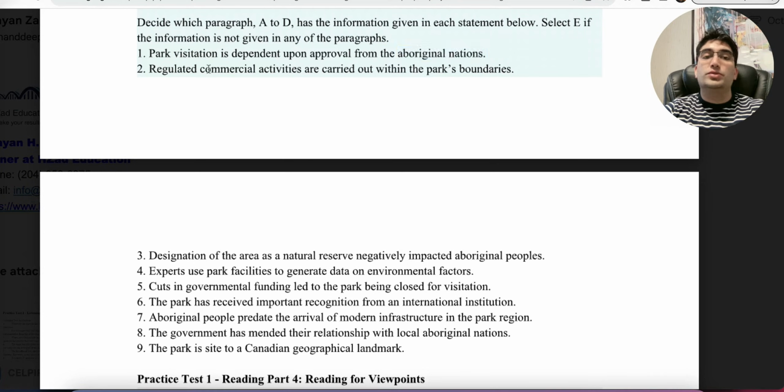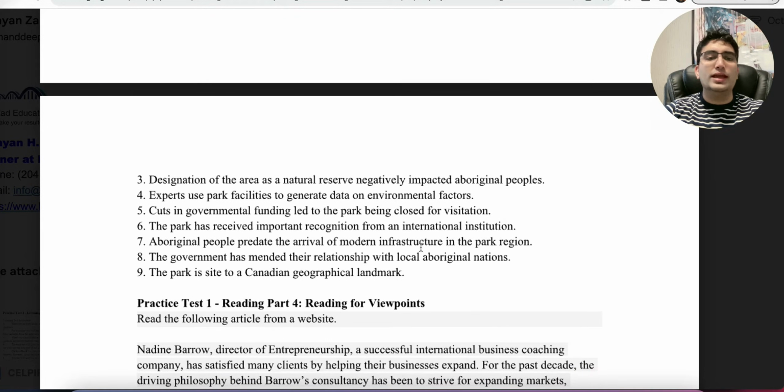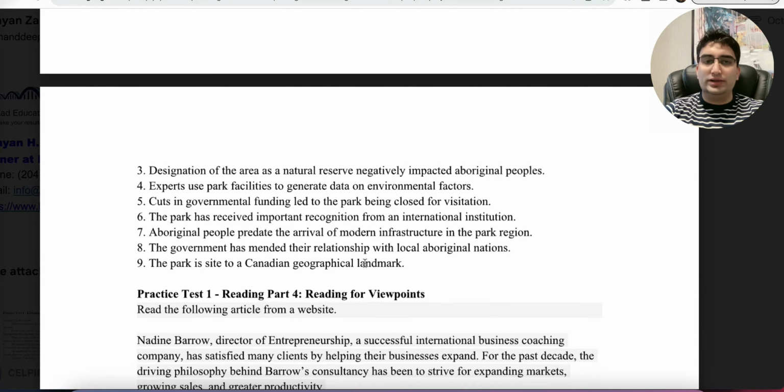Number 2, regulated commercial activities are carried out within the park's boundaries. So I would say commercial activities is a good keyword. It's not as good as Aboriginal nations because this can be paraphrased in a lot of ways. It could be, they could say market forces, they could talk about buying and selling and shopping, etc. So not the best keyword, but it is the keyword in this sentence. And so on and so forth, okay? Probably the best keyword that I found among all of this was Aboriginal.